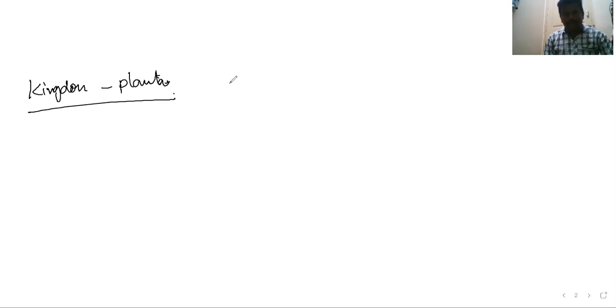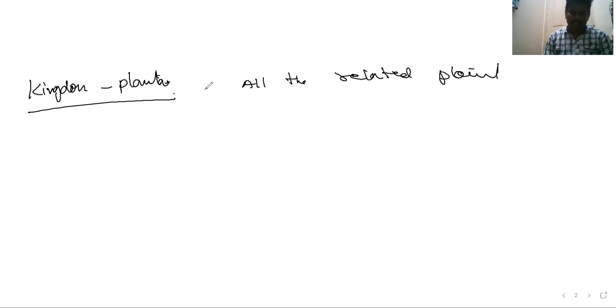Next, the kingdom Plantae. All the related plant parts we have to discuss here. Plant examples are algae, that is red algae, brown algae, green algae. Next topic you will discuss that only.